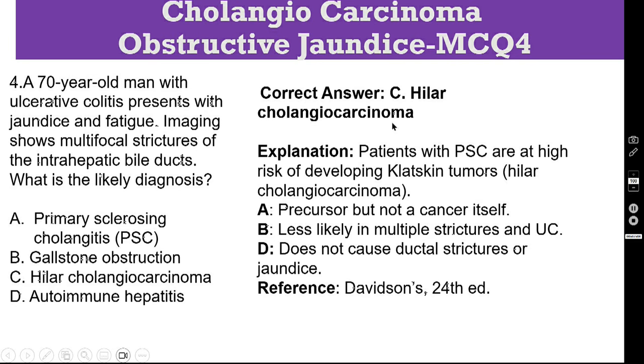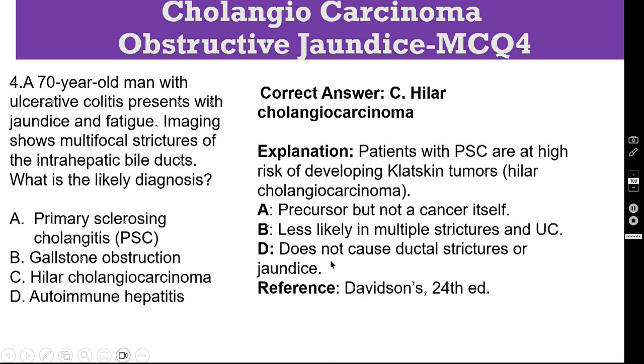Hilar cholangiocarcinoma. Explanation: patients with primary sclerosing cholangitis are at high risk of developing Klatskin tumors, that is hilar cholangiocarcinoma. And A, primary sclerosing cholangitis or PSC, is a precursor but not a cancer by itself. B. Gallstone obstruction is less likely with multiple strictures and with ulcerative colitis.